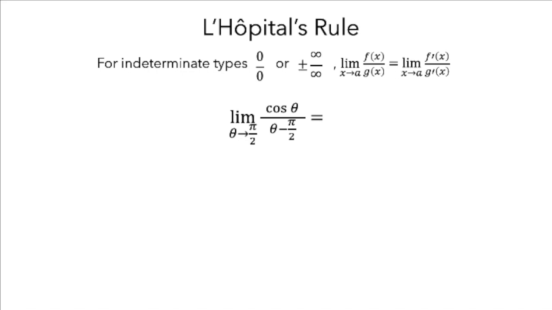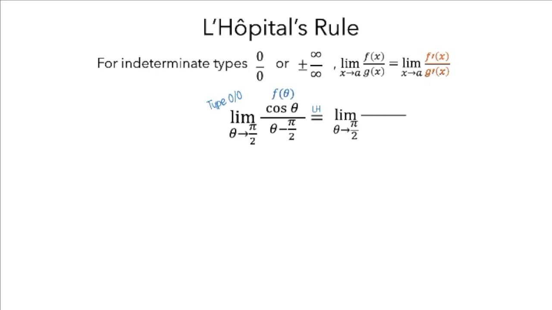So let's think about how we can use L'Hôpital's Rule to evaluate this limit. First, both cosine theta and theta minus pi over 2 are differentiable, so we should be able to apply the rule. We already established that this limit is indeterminate type 0 over 0. We'll write LH over the equal sign to remind us that we'll use L'Hôpital's Rule in this next step. So the limit of this quotient is equal to the limit of a new quotient where, according to the rule, we use the derivative of the original numerator and the denominator.